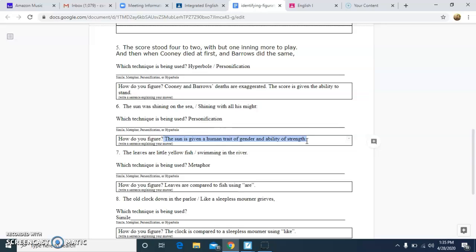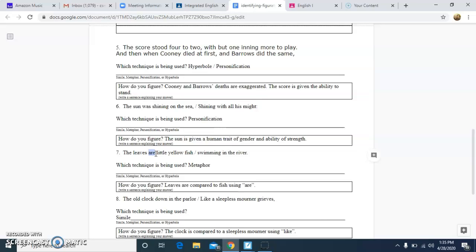Okay? All right. This one, to be honest with you, I've had some different answers here, but the big answer here is that this is a metaphor, right? The leaves are little yellow fish swimming in the river. So we take a look at this one right here, and this is a form of the verb be. And what you see is that on one side of it is the leaves, and then it's saying that the leaves are something. So the leaves are little yellow fish. And these little yellow fish are swimming in the river.